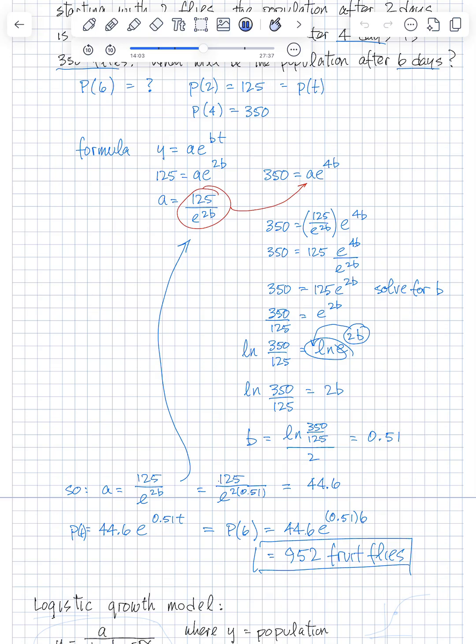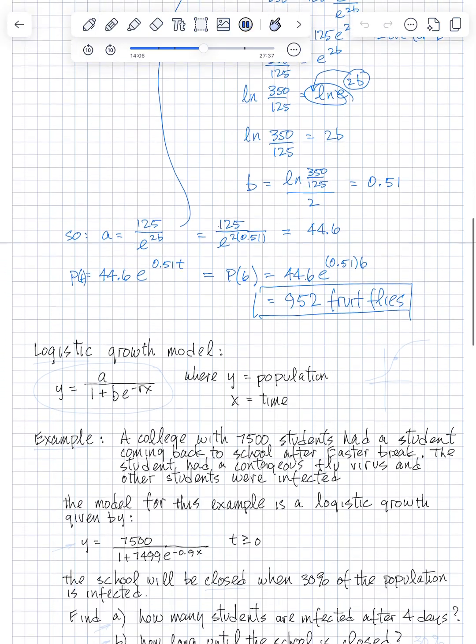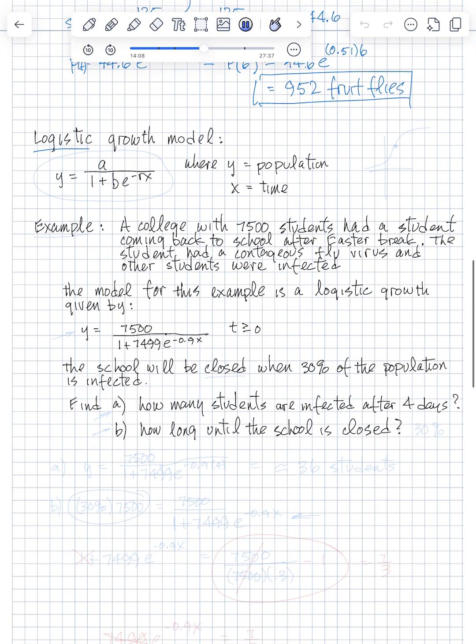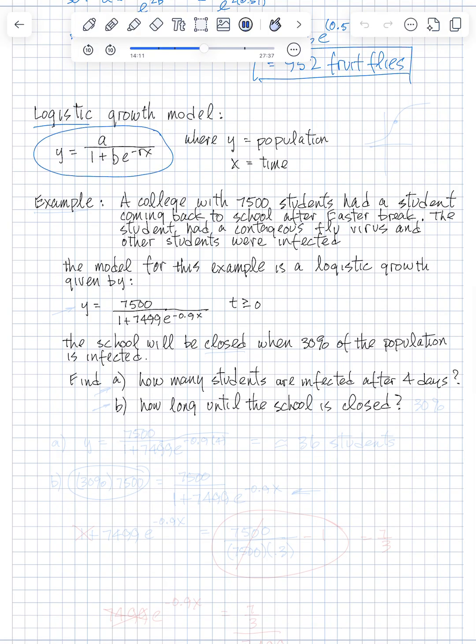Okay, there's another type of growth model. It's called the logistic growth model. And it's given by this equation here. This is a general equation where y is the population and x is the time. And this is a graph that starts off exponentially, but because of conditions, it will reach a maximum. So it will go something like this, but then it closes and starts hitting a maximum amount.